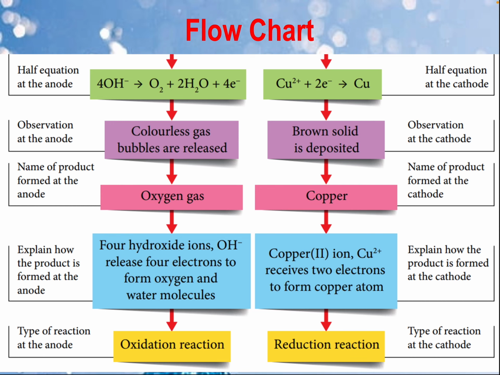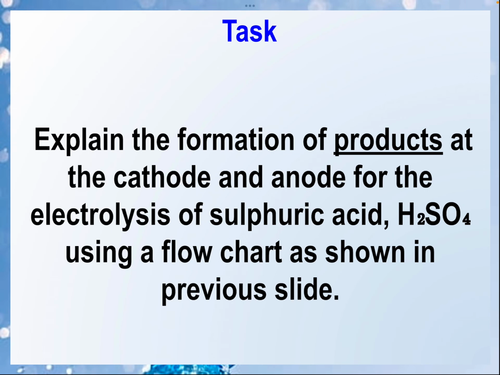Your task sebelum masuk ke kelas minggu depan adalah, ni screenshot. Saya nak awak explain the formation of products at cathode and anode bila electrolysis menggunakan sulfuric acid as electrolyte. Okay, guna flowchart sama macam yang saya tunjuk tadi, yang sama dengan muka surat 40. Saya nak every single one of you ada flowcharts ini, tetapi electrolyte-nya adalah sulfuric acid.